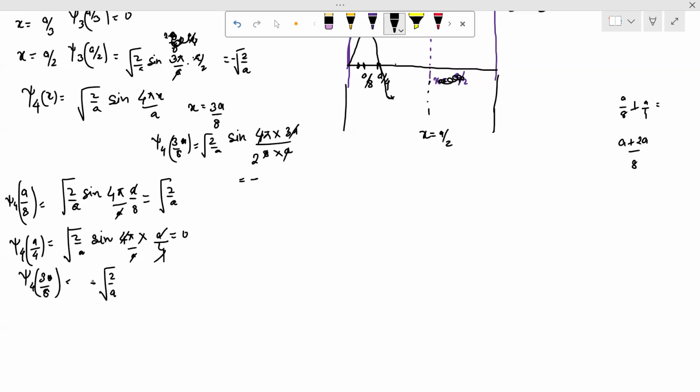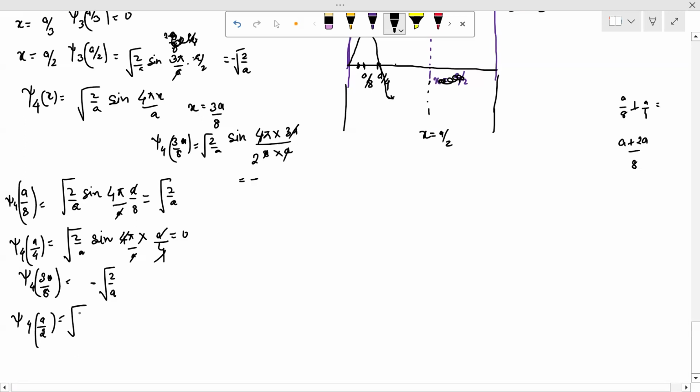Okay. So if I take x is equal to a upon 2, what will happen? I'm writing it here. Psi 4 at a by 2 will be equal to root over 2 upon a sine of 4 pi, and here it is a upon 2. A will cancel. This will be 2 sine 2 pi, simply 0. So it will be 0 here.